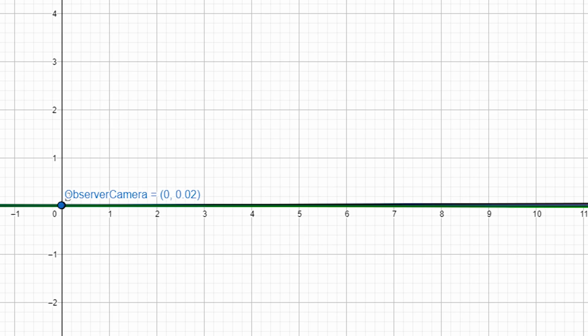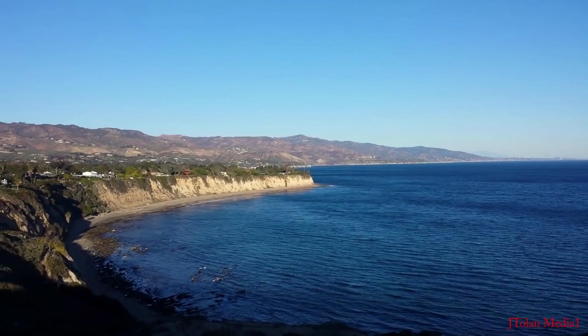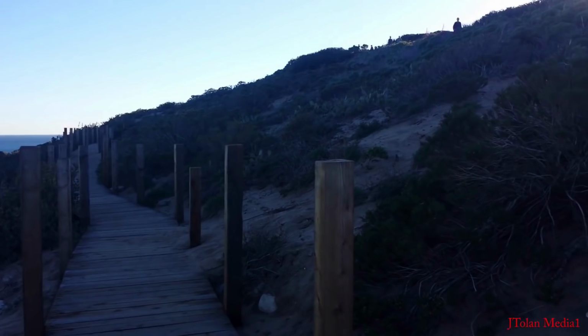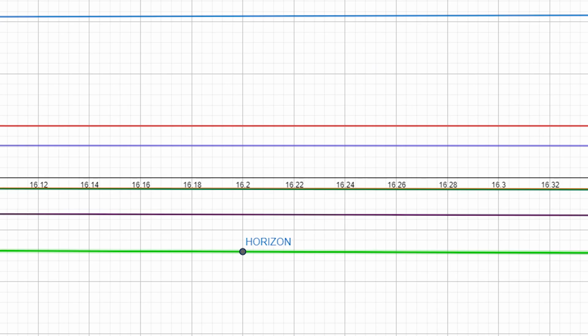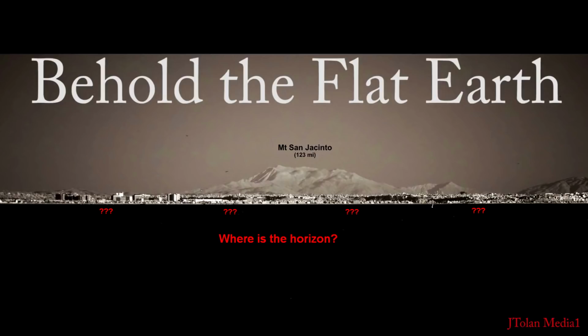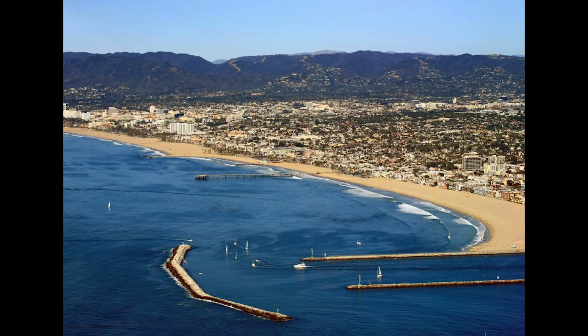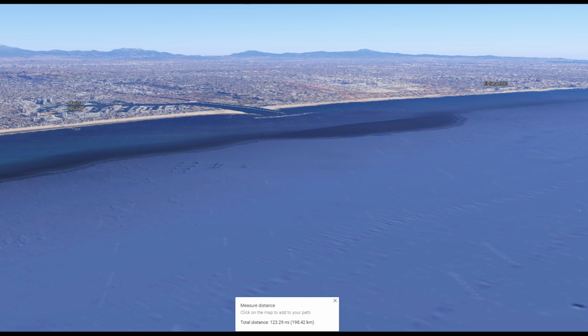Observer. Distance 0 miles. Elevation 150 feet equals 0.02 miles. Horizon. Distance 16.2 miles. Elevation 0 feet. Venice Fishing Pier. Distance 19 miles. Elevation 45 feet estimated. Marina del Rey. Distance 20 miles. Elevation mean sea level equals MSL.